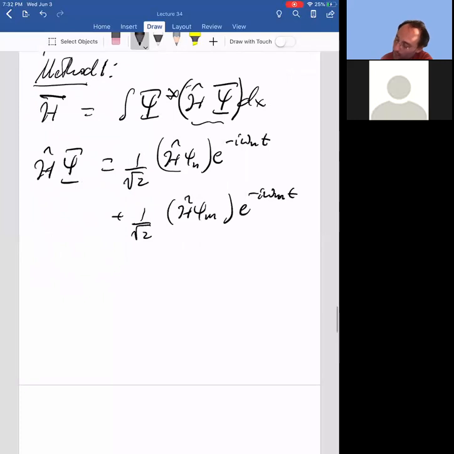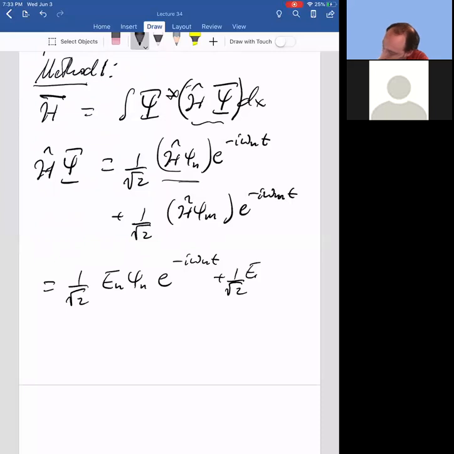And what happens when you hit the spatial part of the wave function with the Hamiltonian? You get that wave function back times E, according to the time independent Schrödinger equation. So you get 1 over root 2 E sub n times the wave function n back. I'm not writing its functional dependence on x. Right?